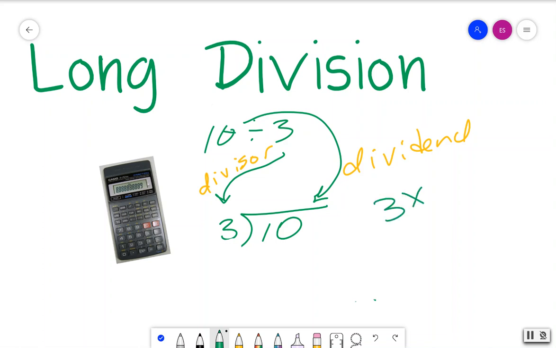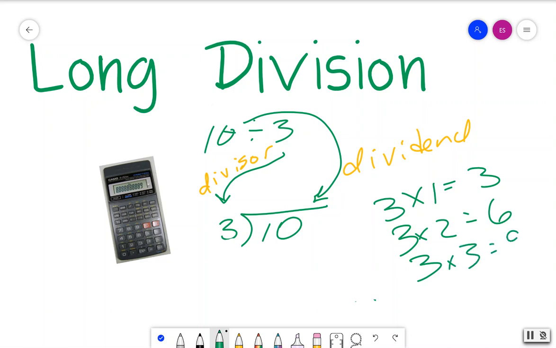If I took 3 times 1, I only get 3, right? 3 times 2, I only get 6. 3 times 3, I get 9, and 3 times 4, I get 12. Okay, nowhere in there is the number 10. But 3 times 3 gets us close to 10 without going over.